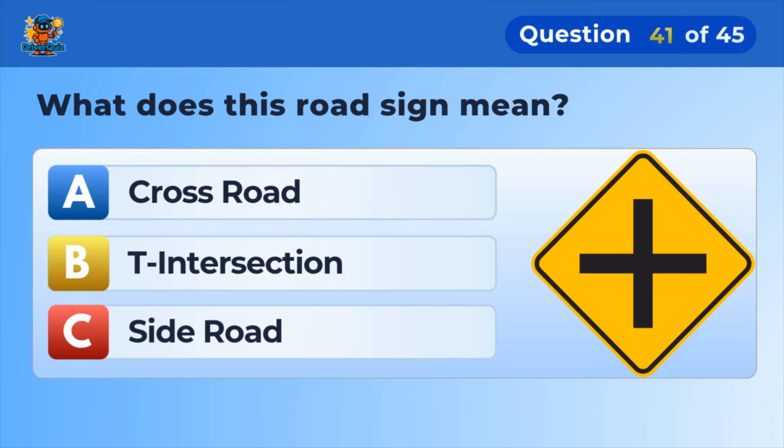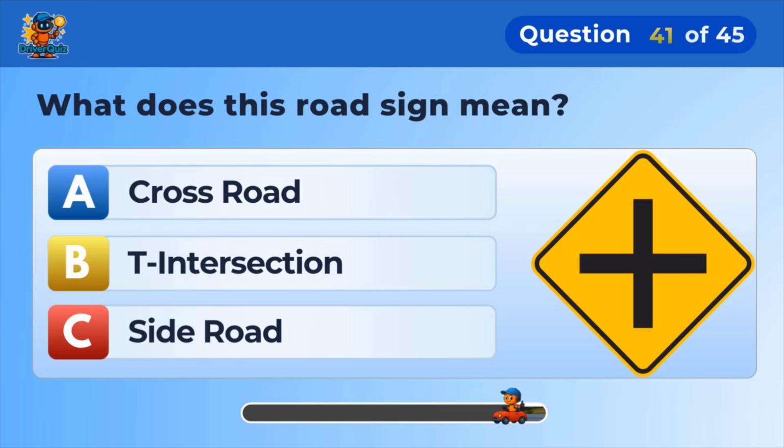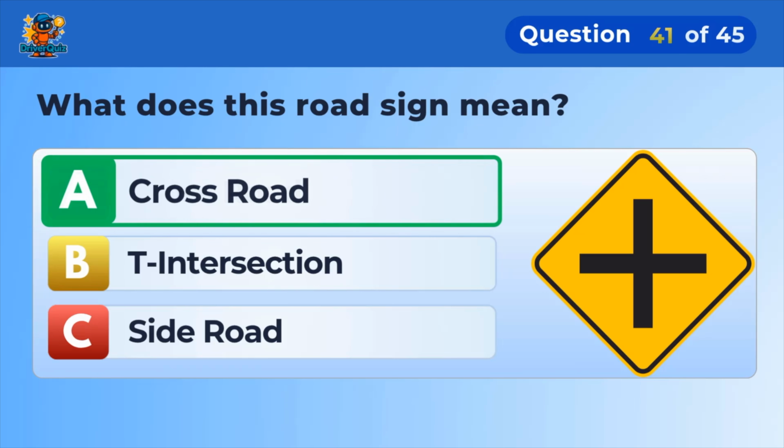Question 41. What does this road sign mean? A. Crossroad. B. T intersection. C. Side road. The correct answer is crossroad.